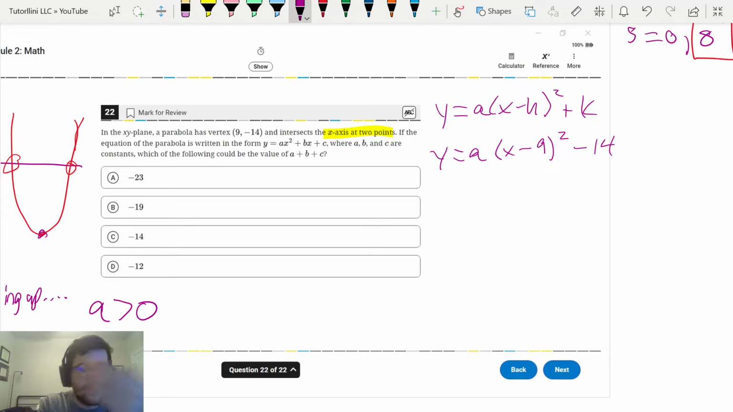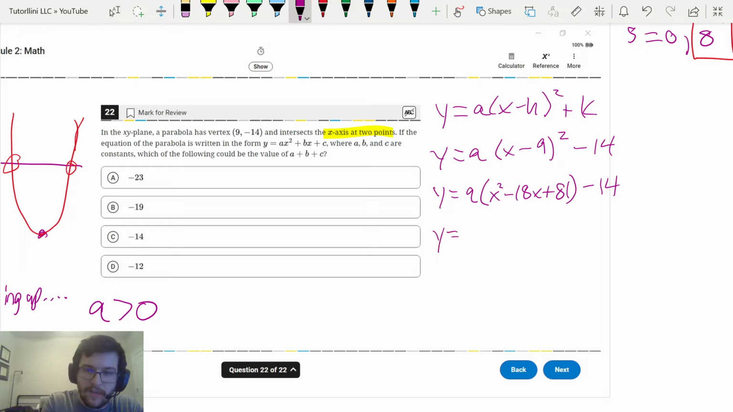And now we're going to get this in standard form so we can figure out stuff about a plus b plus c. So y equals a times x squared minus 18x plus 81 if you FOIL that, and then minus 14, and then we get ax squared minus 18ax plus 81a minus 14.